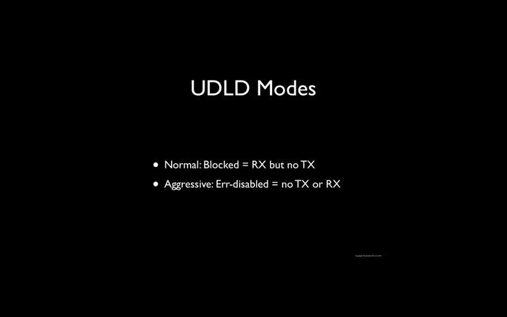Aggressive mode completely error disables the interface, so you will not receive nor transmit. And that's probably a better way to go to allow spanning tree to gracefully fail over on all links and get all devices understanding where those BPDUs should be going. From my perspective, it's good to see the error disable state and then be able to recover from that appropriately. So let's go to the CLI and see how to configure unidirectional link detection.